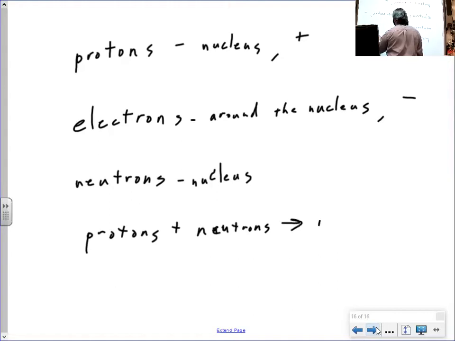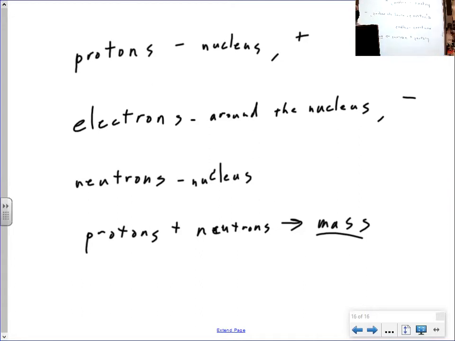That gives you your mass. Electrons have mass, they're just so small, you don't really care. So you've got a test question tomorrow that asks you to explain the structure of the atom. Describe the structure of the atom.